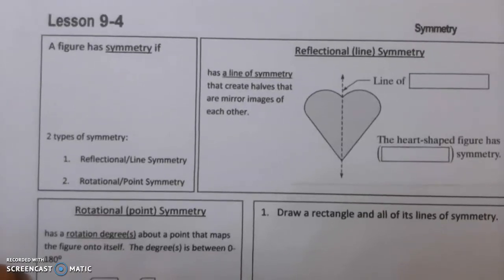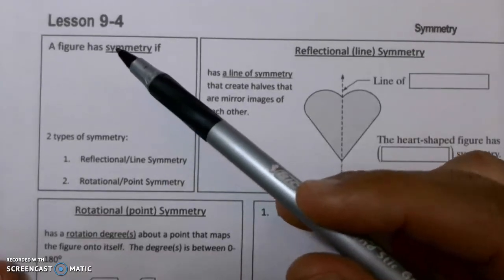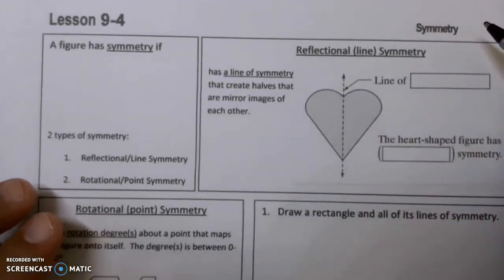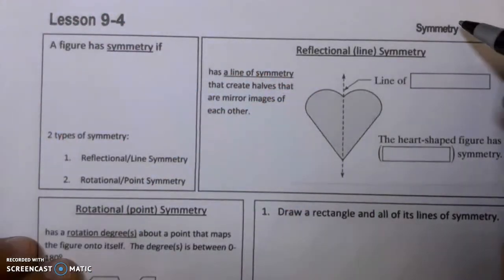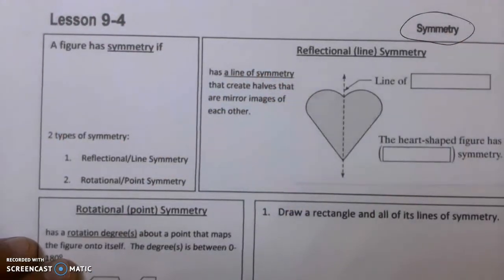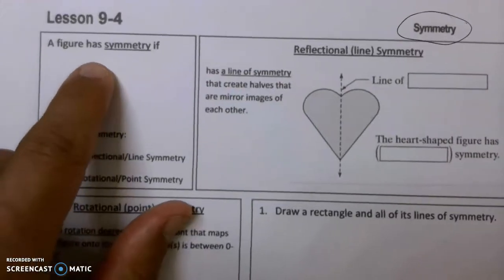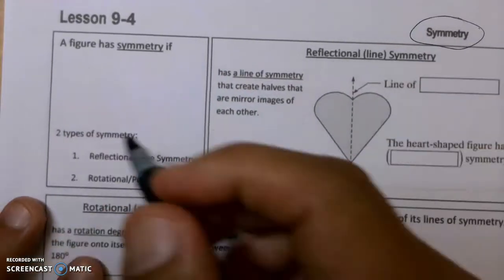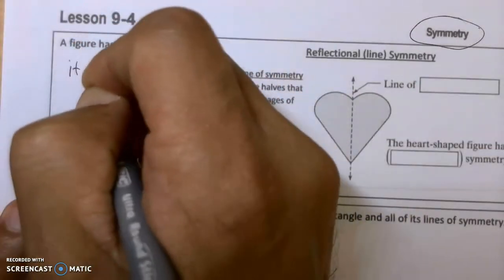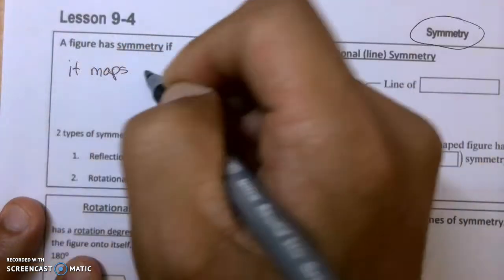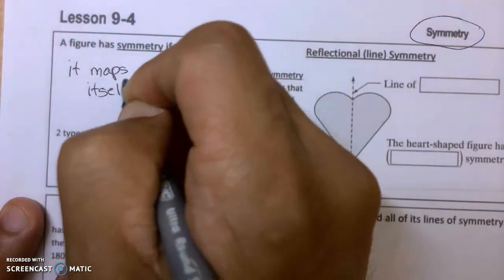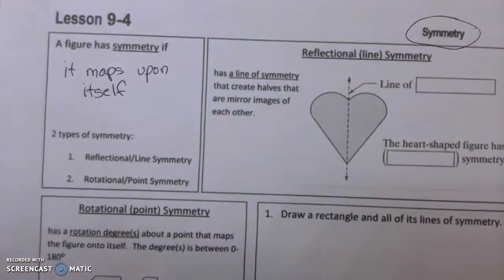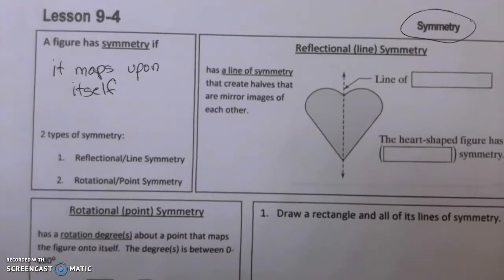All right, we're going to go over the notes here on 9-4. We're going to actually step away from the 4 types of transformations and just hit a section called symmetry. So, what is symmetry? A figure has symmetry if it maps upon itself. So what does that mean? Well, we'll show that in a moment. It's not going to be super advanced stuff here.